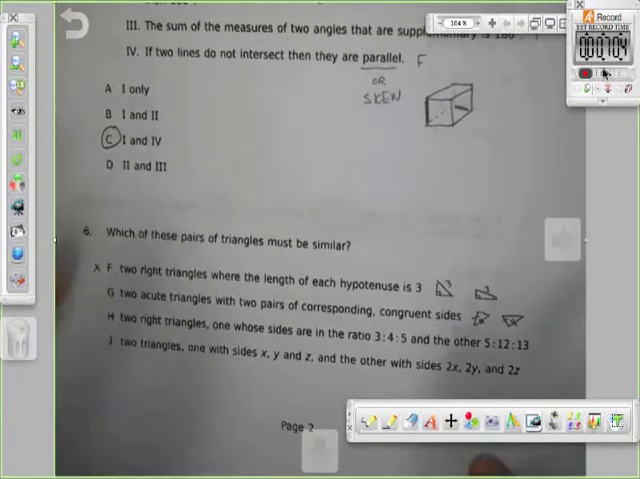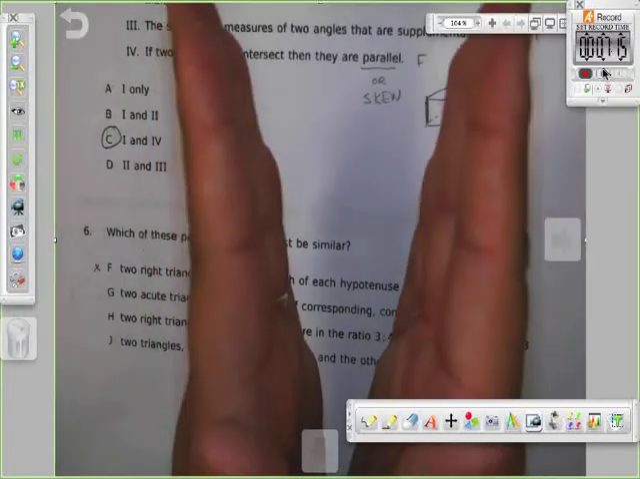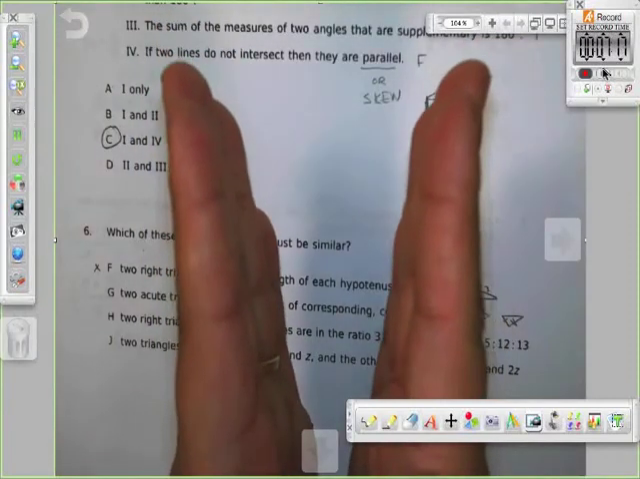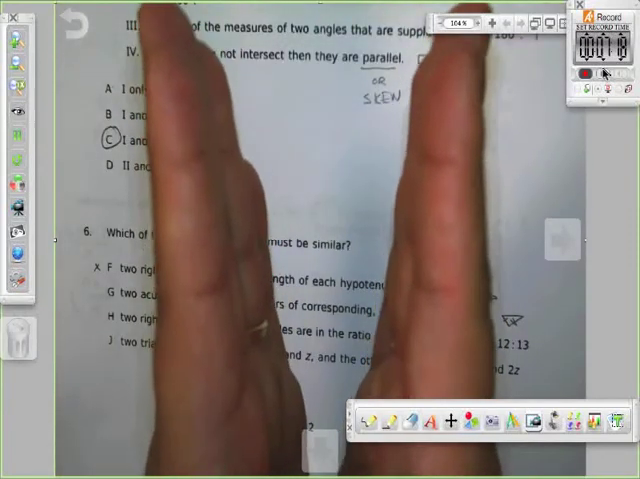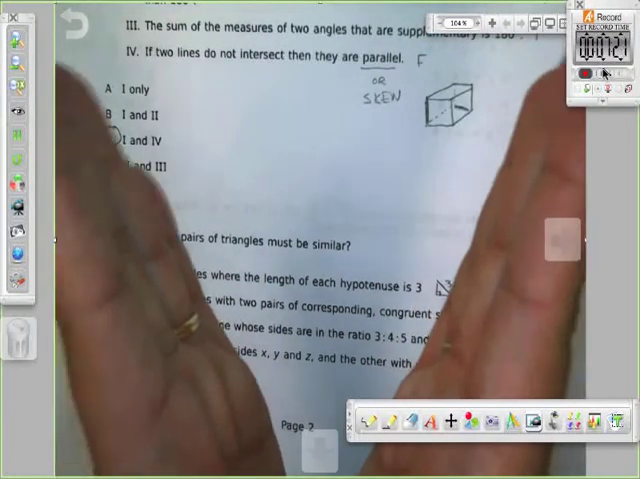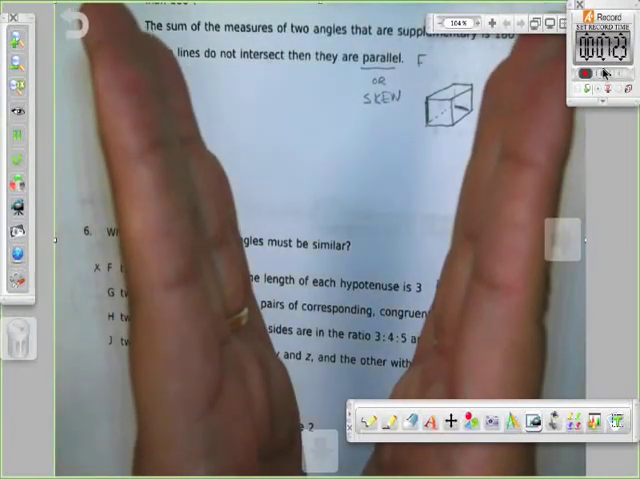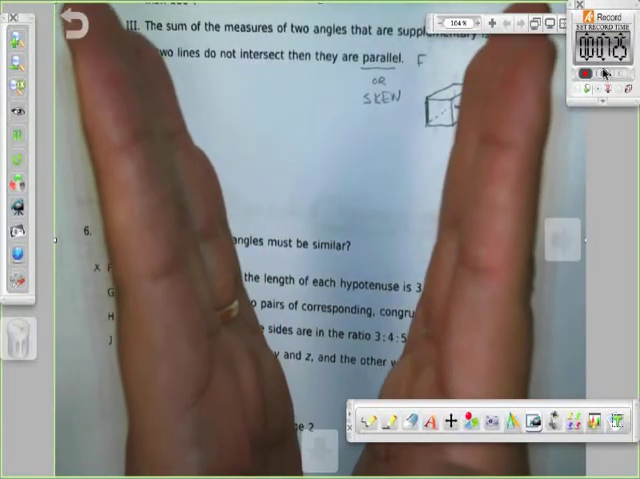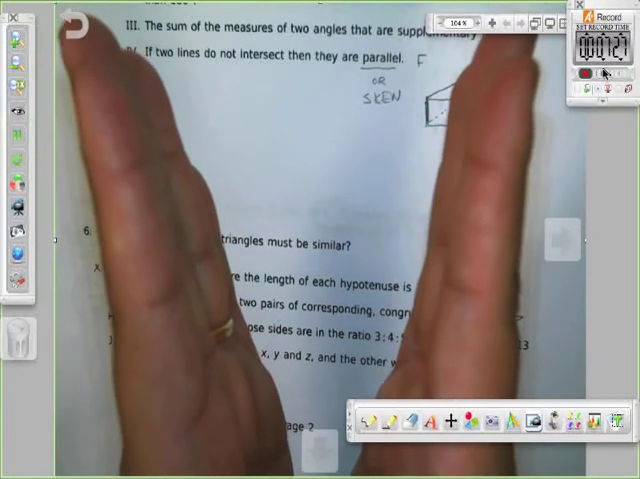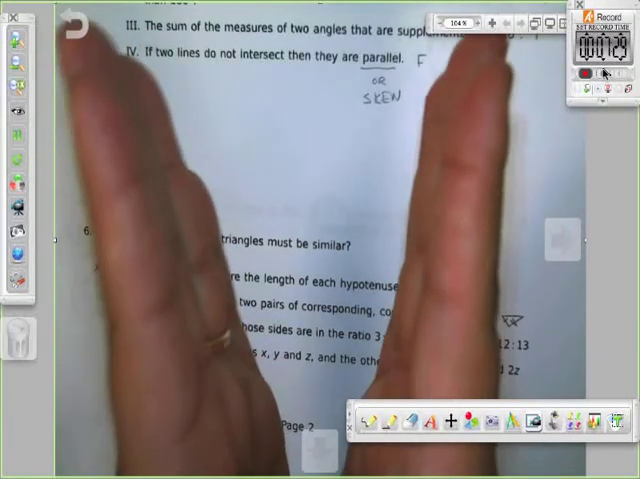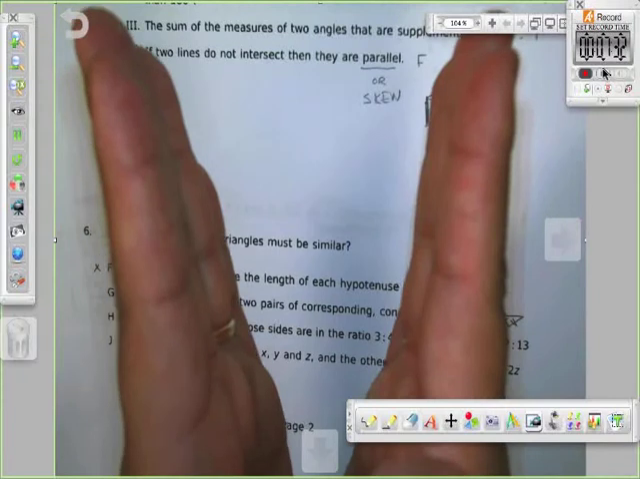G, it says two acute triangles with two pairs of corresponding congruent sides. So here's an example of two triangles that have two pairs of congruent corresponding sides, but they're not similar. I would use my hands here as an example where my hands are the same length, but the distance between them can change. So this triangle that I'm making with my fingertips is very different from this triangle that I'm making now with my fingertips. So those two triangles I just made with my hands are not similar.